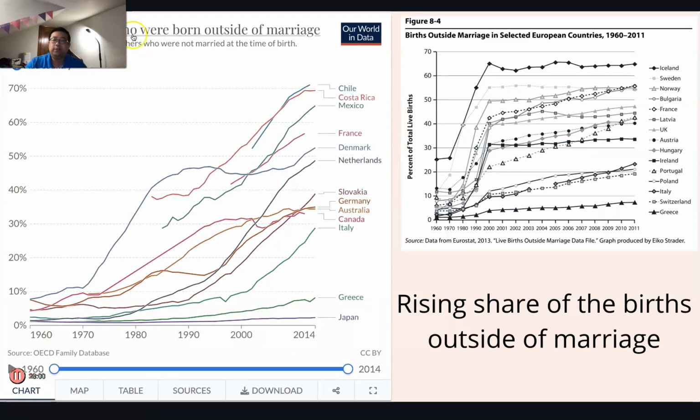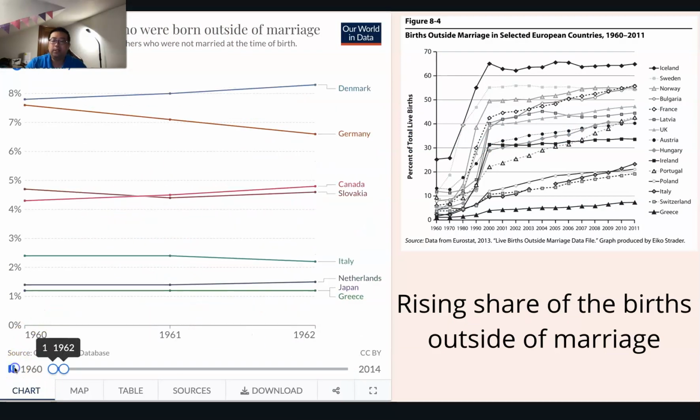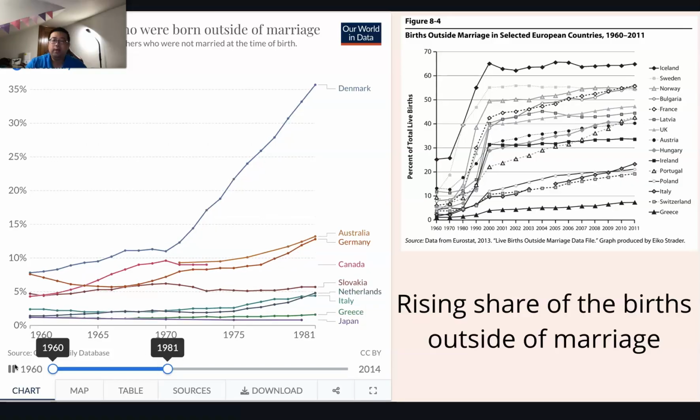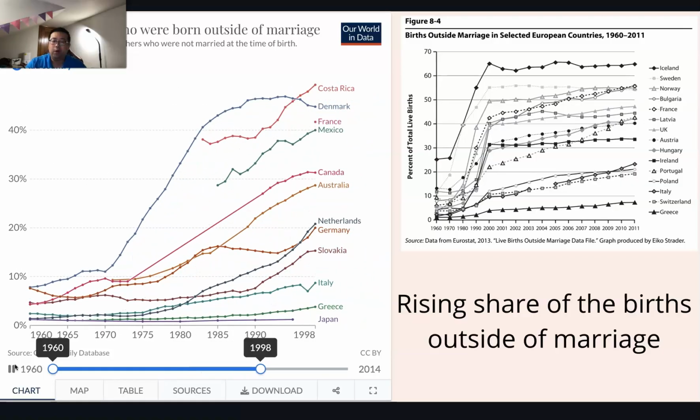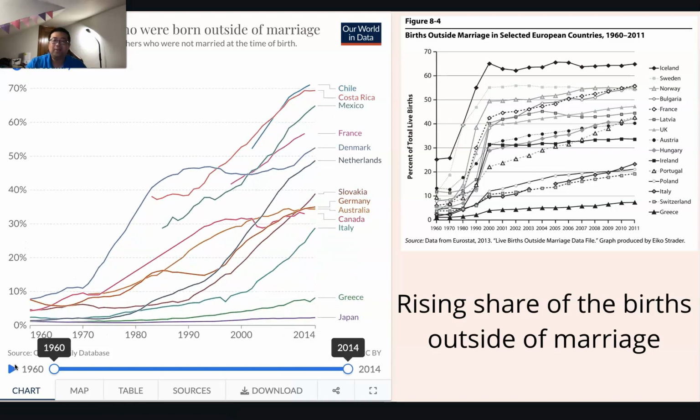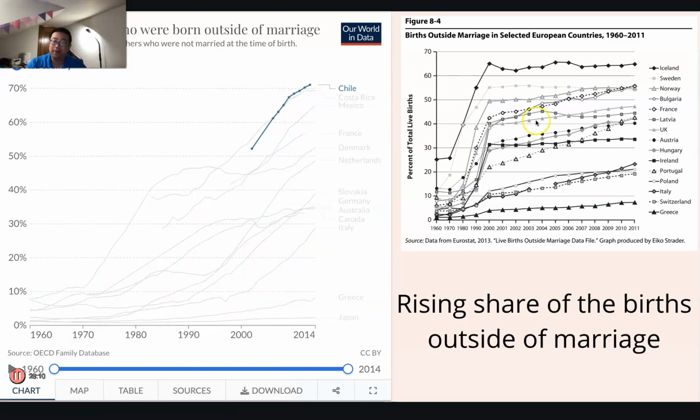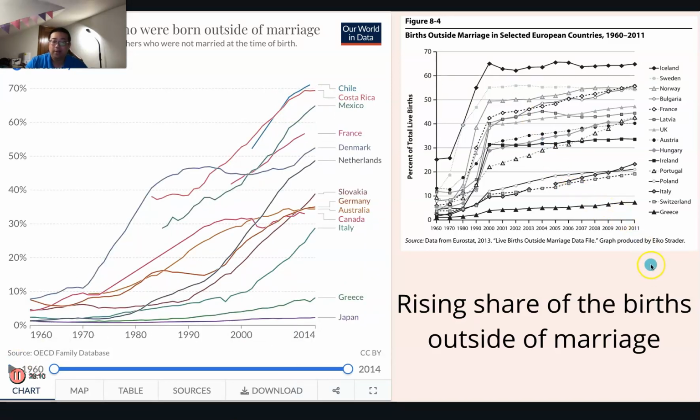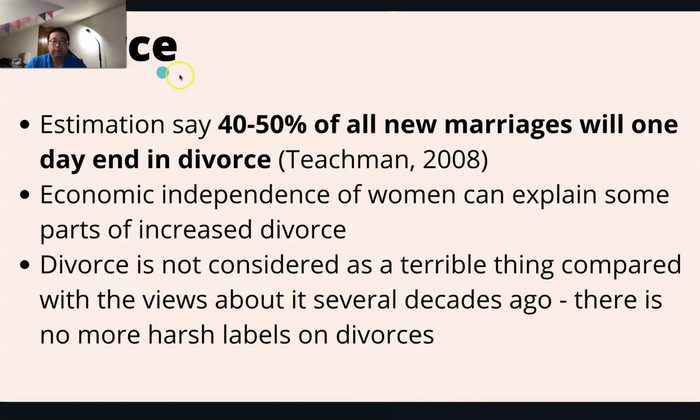Alright, so here are the children who were born outside the marriage. These are increasing more and more. Denmark, super high, I don't know why. Costa Rica, Chile, and these countries have very high rates of children out of wedlock. And divorce, I will cover a little more later, but an estimated very big amount of marriages end in divorce. So this is a very general, clear trend we can see.